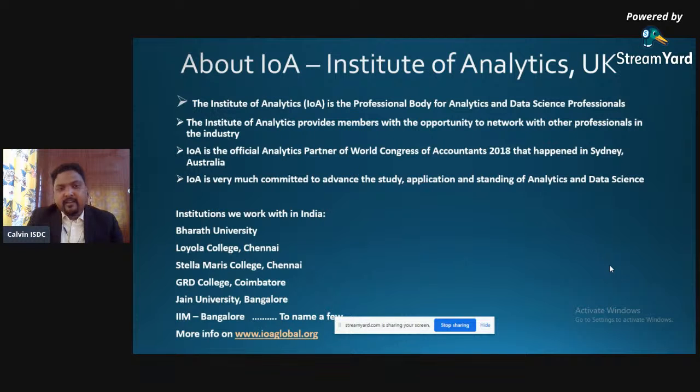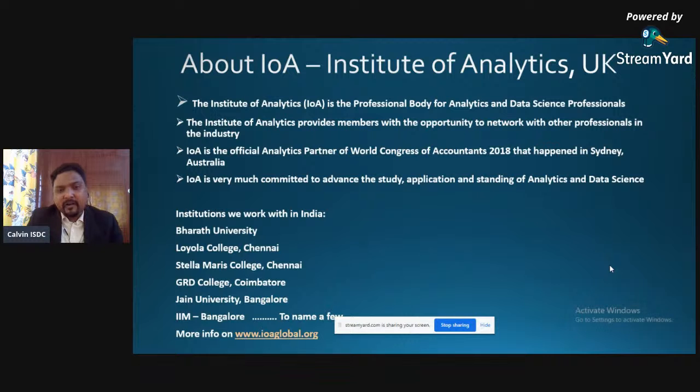So by the time you complete B.Tech computer science in Bharath University, those students who are choosing this particular program will go ahead and get an additional internationally recognized certification called Professional Diploma in New Age IT, that is offered by Institute of Analytics, IoA UK, which is the global professional body for analytics. Okay. So like I said, being a professional body, it gives you an opportunity. Once you become a member with the professional body, you get a certification, you become a member. It gives you an opportunity to network with other professionals across the industry. And that is a very important thing.